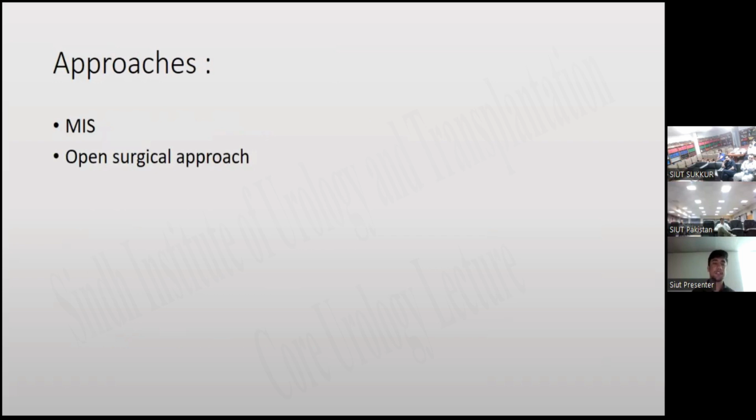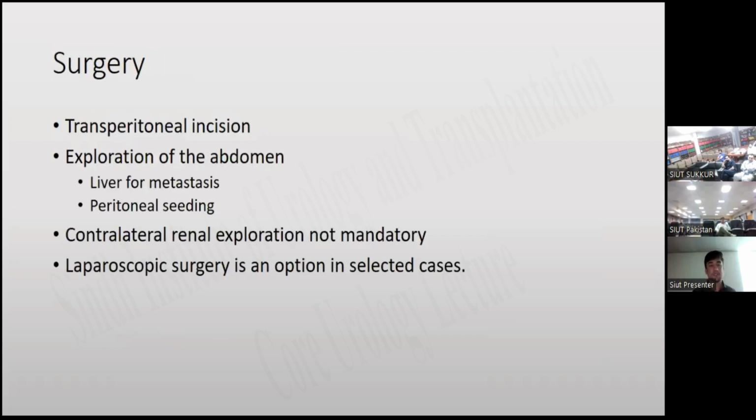The surgical approach is the minimally invasive and the open surgical approach. The minimally invasive approach is not recommended over open surgery. So in open surgery, we always go through the transperitoneal approach because we cannot go through the lumbar approach, because the exposure is not adequate. We cannot take out the lymph nodes. So always go through the transperitoneal approach. And explore the abdomen to look for liver metastasis and to look for peritoneal seeding. Contralateral renal exploration is not mandatory in every case, and laparoscopic surgeries are optional in selected cases.